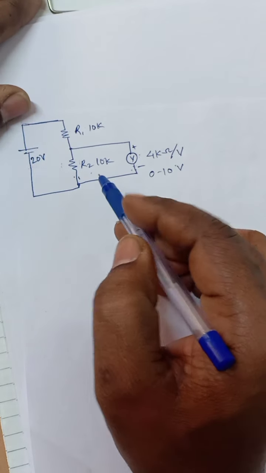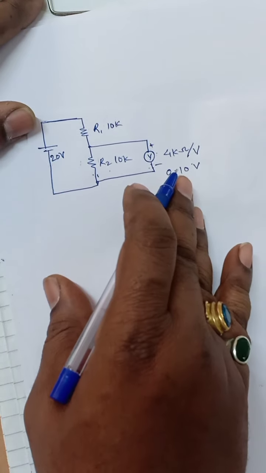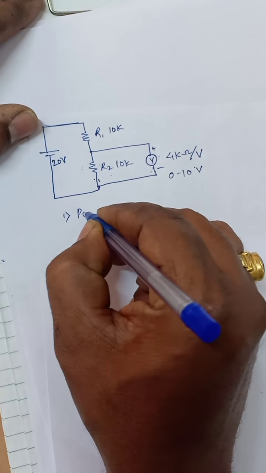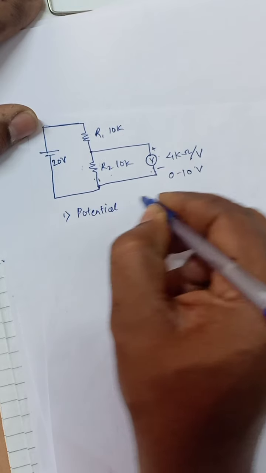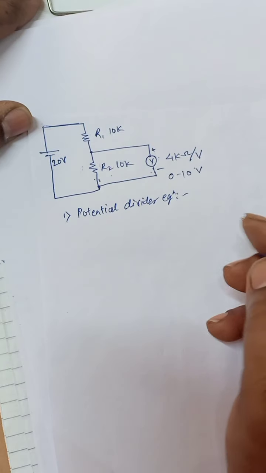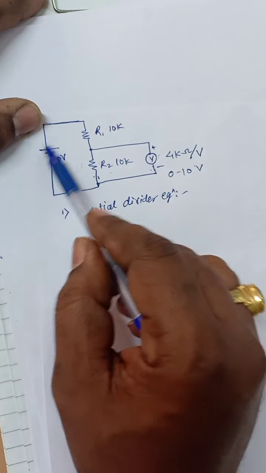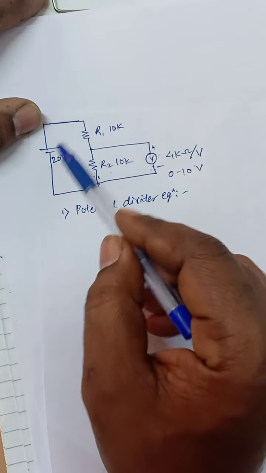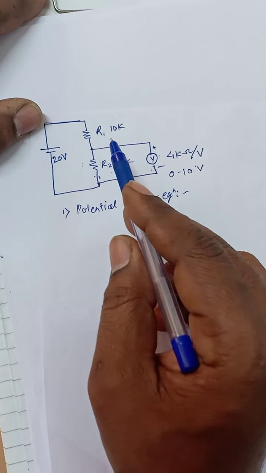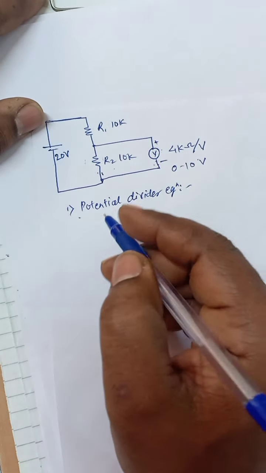So there is one equation that is known as the potential divider equation. Here in the potential divider equation, if two resistors are connected in series and some voltage is applied across these two resistors, we are going to find out the voltage across each resistor by using the formula known as the potential divider formula or equation.